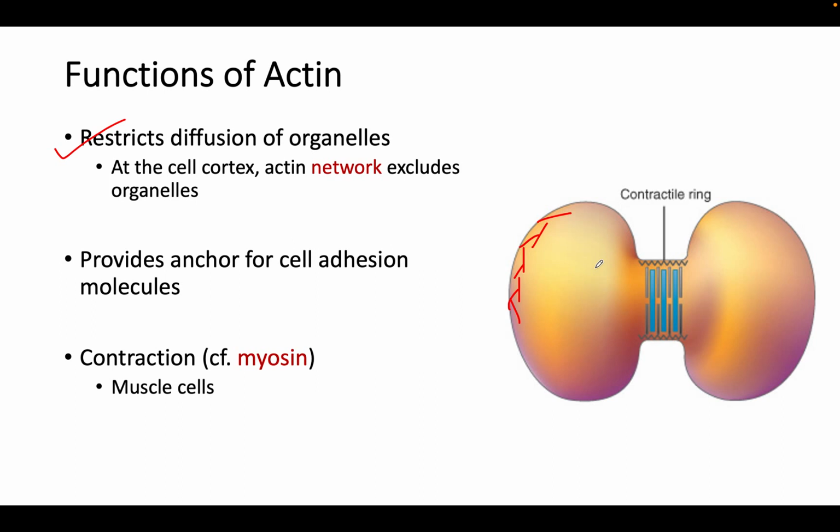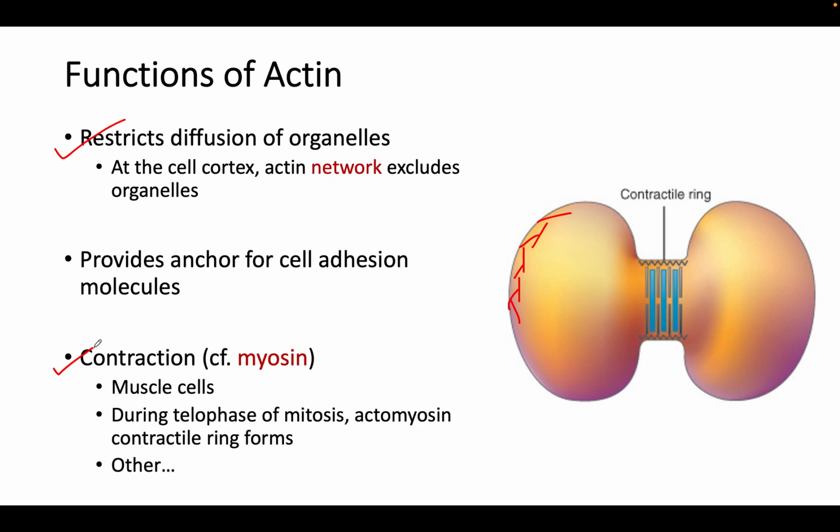It also provides an anchor for cell adhesion molecules. So we're going to see an example of that coming up in the next slide. And we're going to talk about adhesion later on. So I'll leave that there for now. And then in the last point here, contraction. So contraction, I put here cross-reference myosin because myosin is an important component along with actin for contraction in muscle cells, just as important as actin.